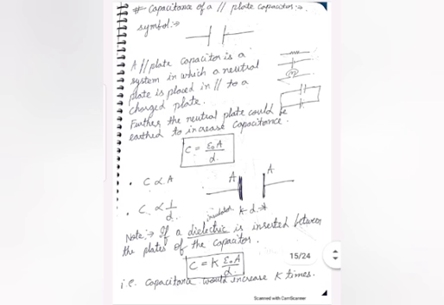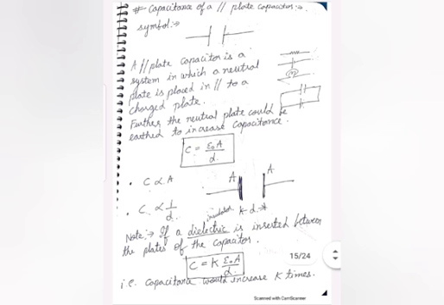then the capacitance of the parallel plate capacitor becomes C is equal to epsilon naught A by D, and in front of that we'll write a K, which is the dielectric constant. So the capacitance of a parallel plate capacitor increases K times if a dielectric of dielectric constant K is inserted between the plates.